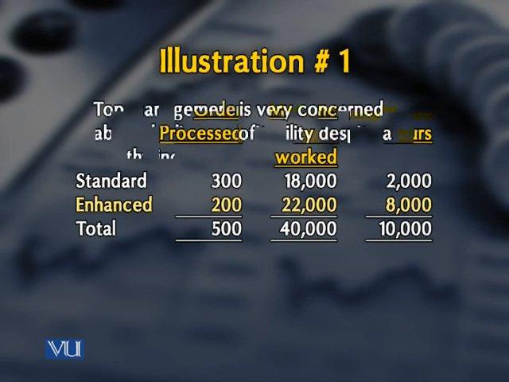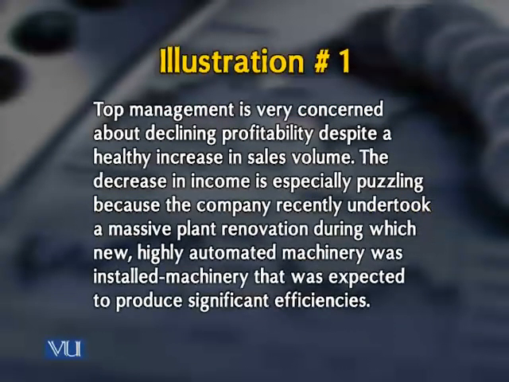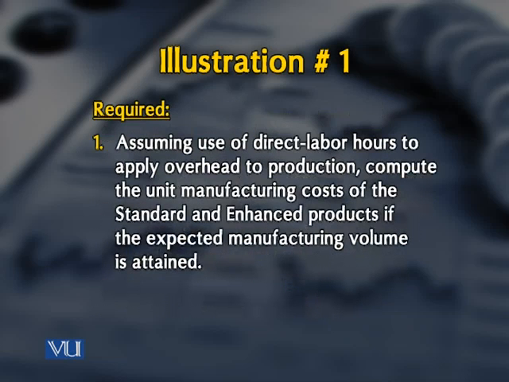Let's work it out. The management is very concerned about declining profitability despite a healthy increase in sales volume. The decrease in income is especially puzzling because the company recently undertook a massive plant renovation during which new highly automated machinery was installed, machinery that was expected to produce significant efficiencies. Now the requirement of the question is simply: assume use of direct labor hours to apply overhead to production, compute the unit manufacturing cost of standard and enhanced if the expected manufacturing volume is attained. Now this is traditional.